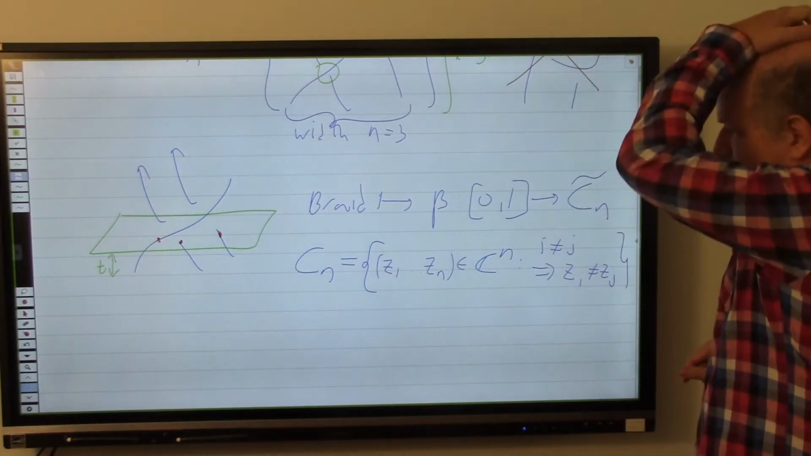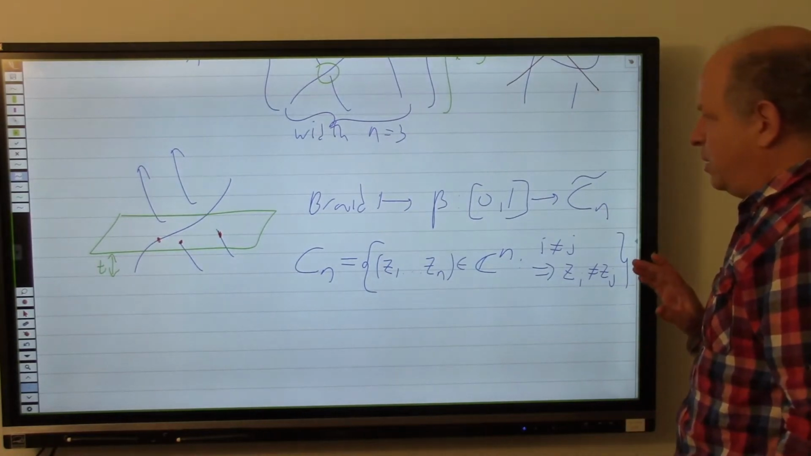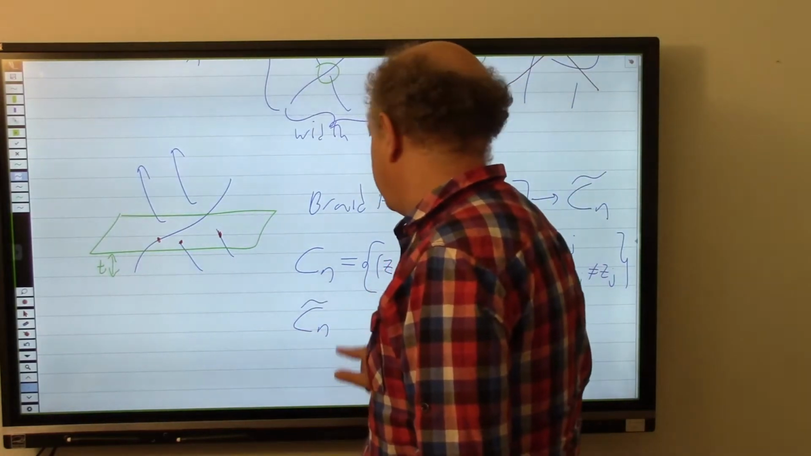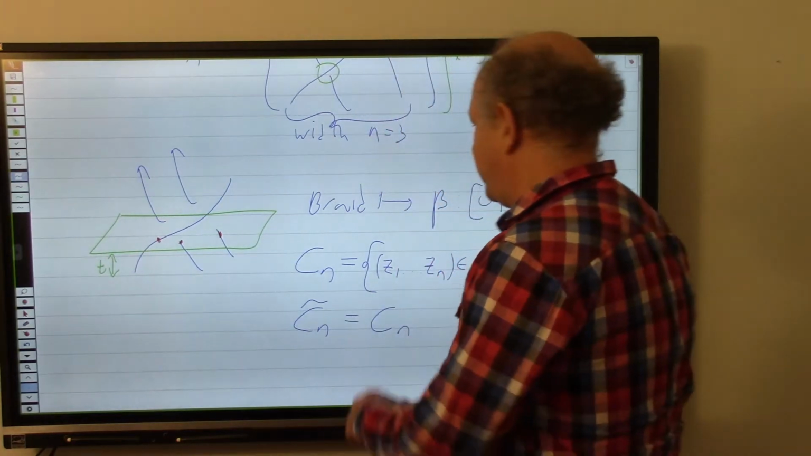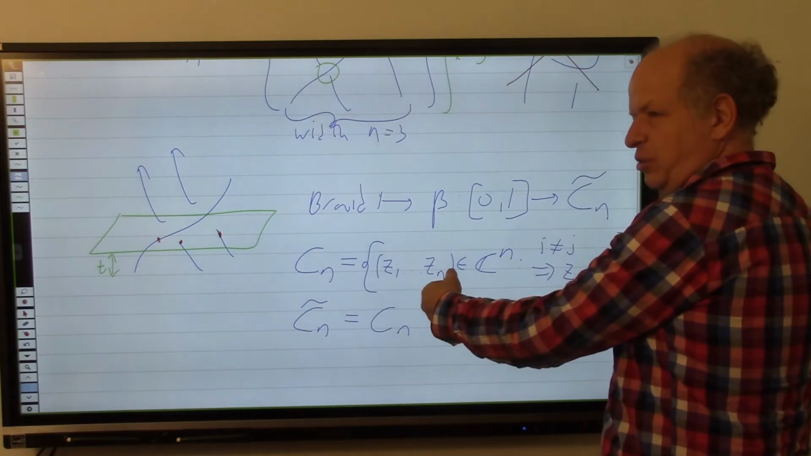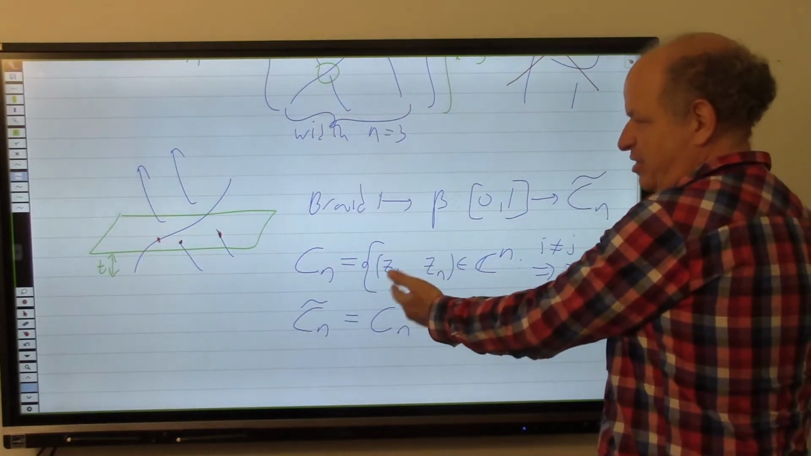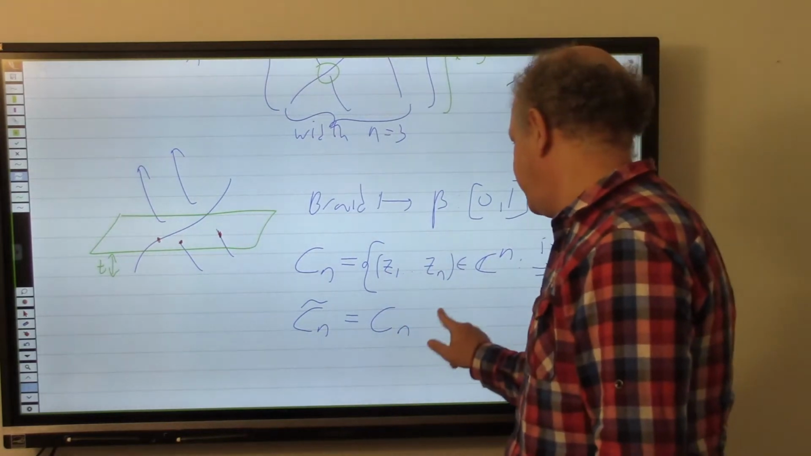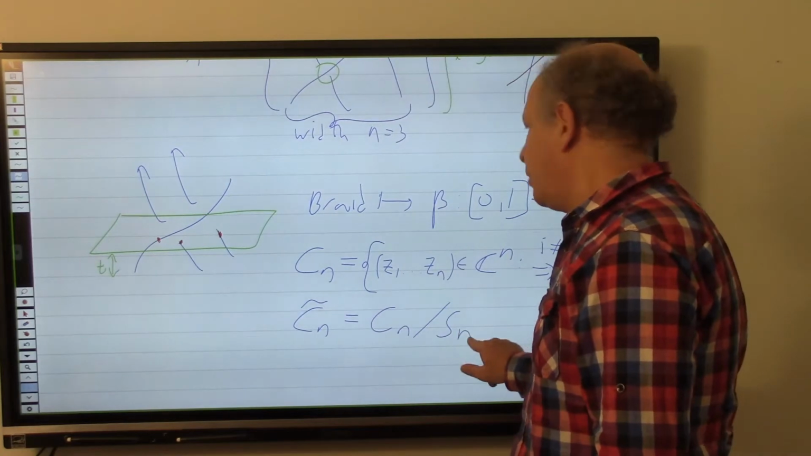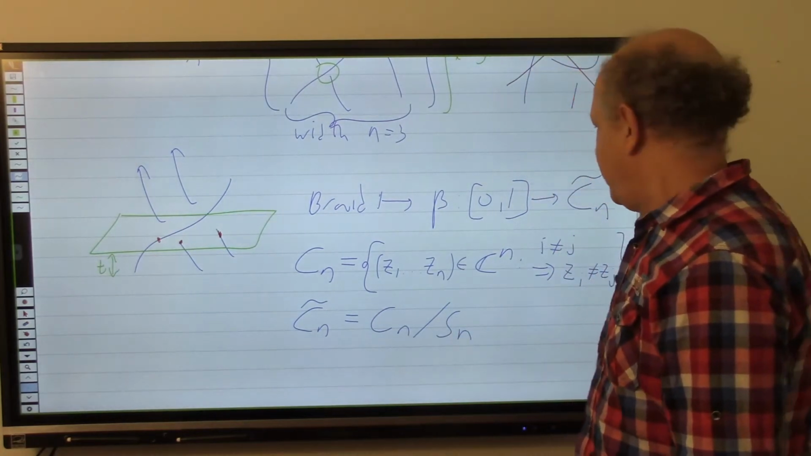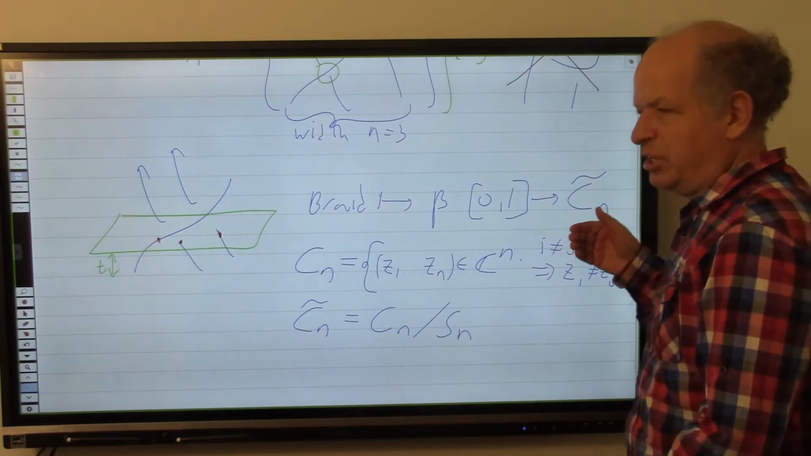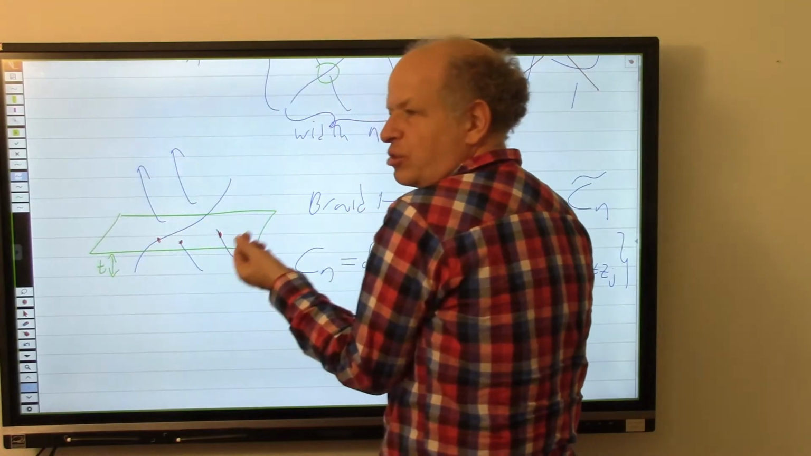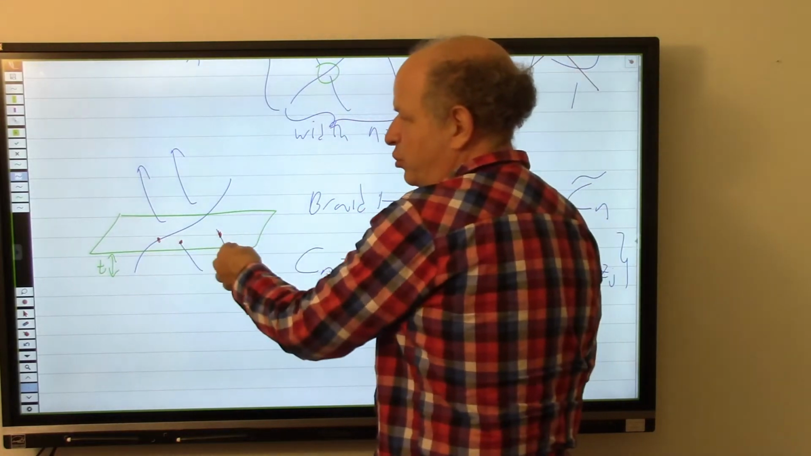Now, Cn tilde is Cn divided by an action. The permutation group on n elements, Sn, acts on Cn, obviously, by just permuting the coordinates. And Cn tilde is Cn divided by the action of the permutation group. And the reason I'm dividing by this action is because when you look at a braid, you get n points, but the points are not labeled. They're not labeled number 1, number 2, number 3.